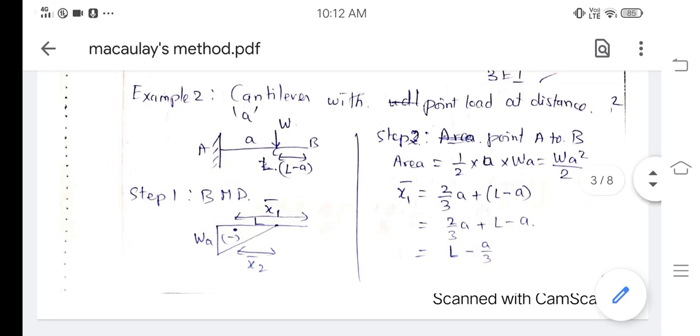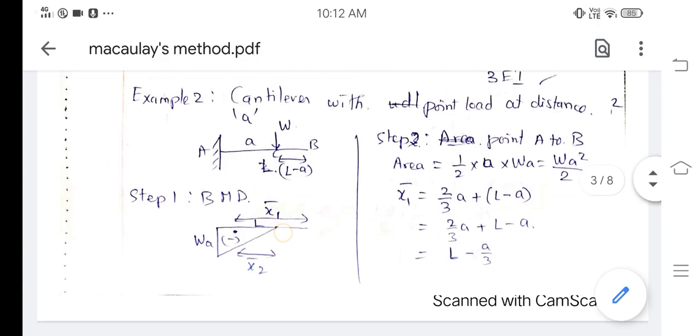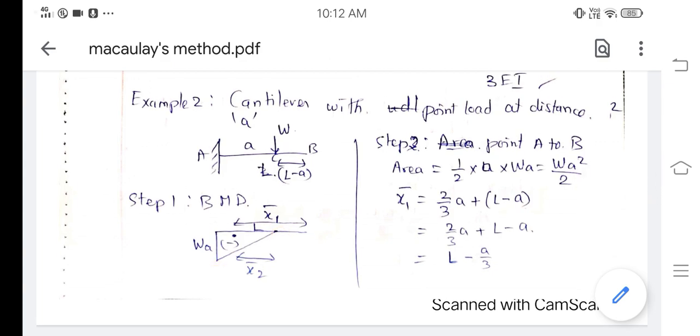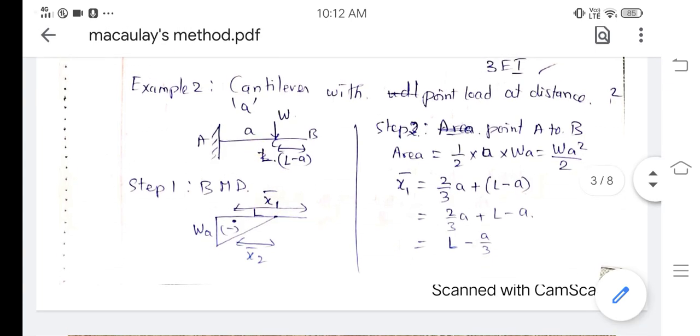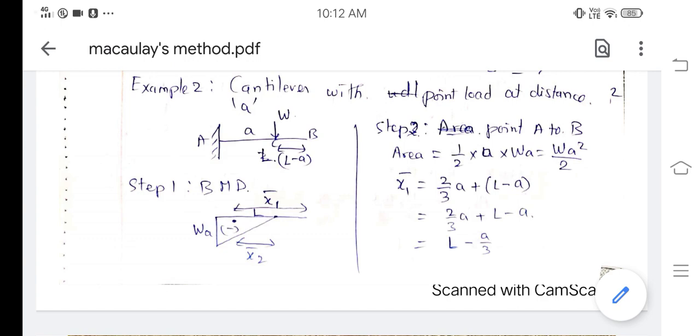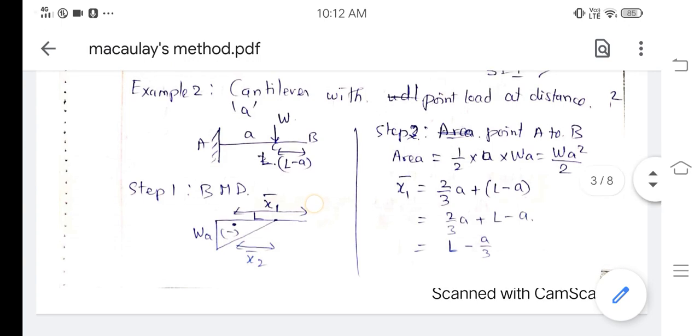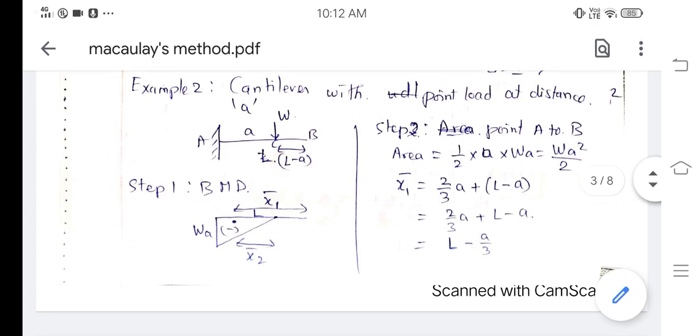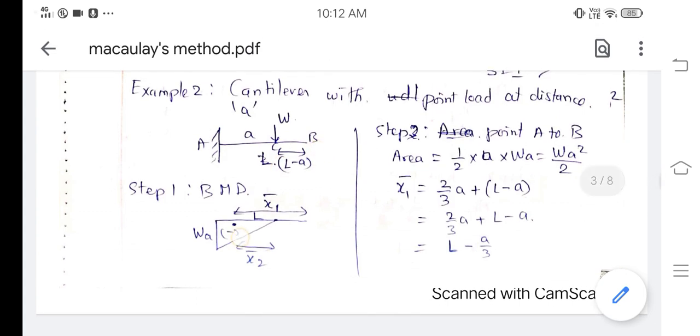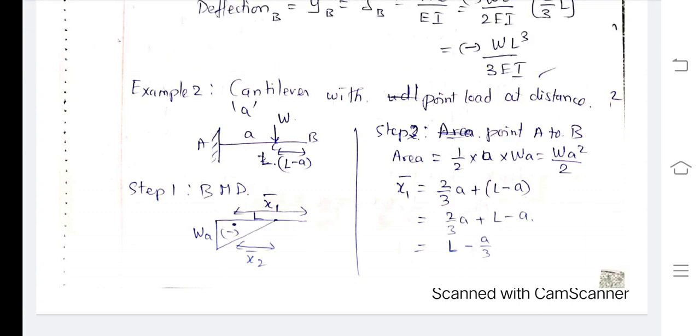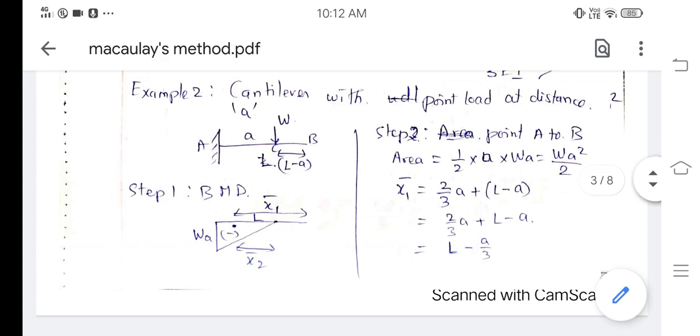So this is the bending moment diagram. You can see that at B it is 0, and at C it is 0, and at A it is W into A. So here we have to calculate two distances, x1 and x2, means we are going to calculate the deflection at B and at C. For B, the distance is from the CG point to the B point. So next it is from the CG point to the C point, that is x2.